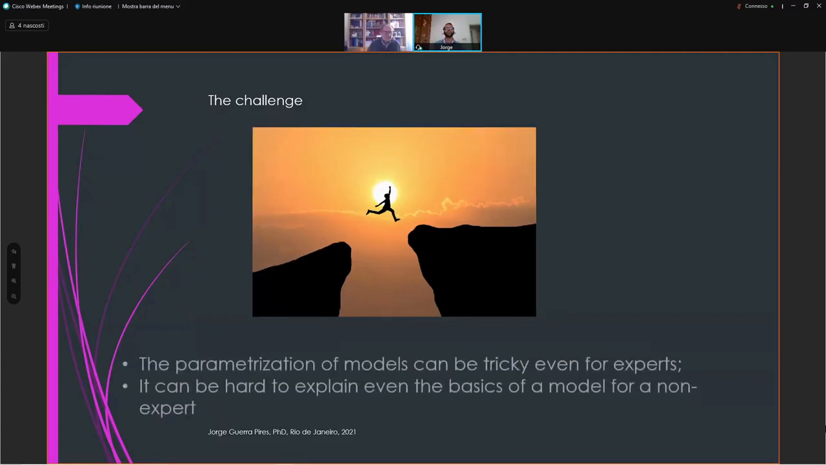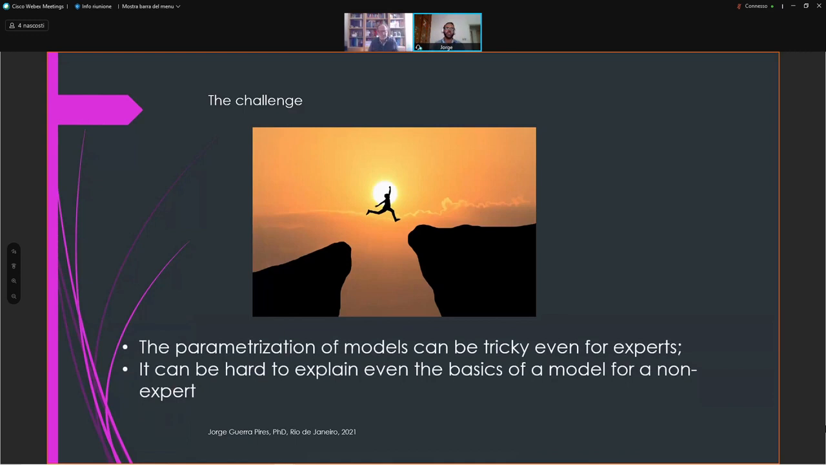when you go through this kind of user-friendly interface system. As you said, the parameterization of the model can be tricky, and you already agreed with me when I did the survey. Most of you said the parameterization is difficult. It is difficult because the system can be unstable, your system cannot behave properly. It can be hard to explain even the basics of the model, depending on the complexity of your model.